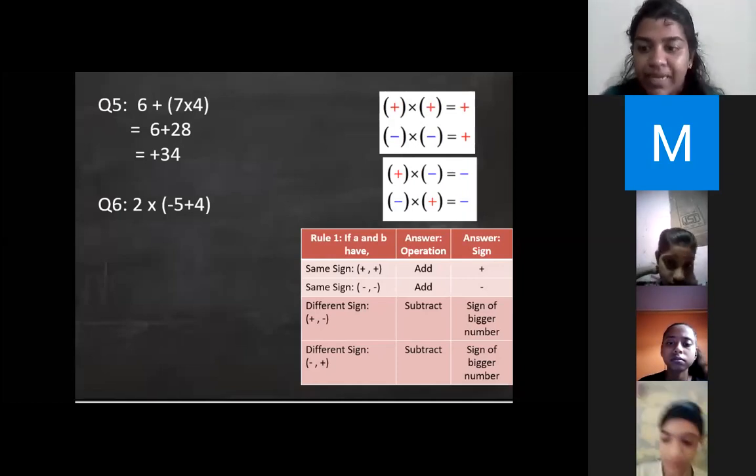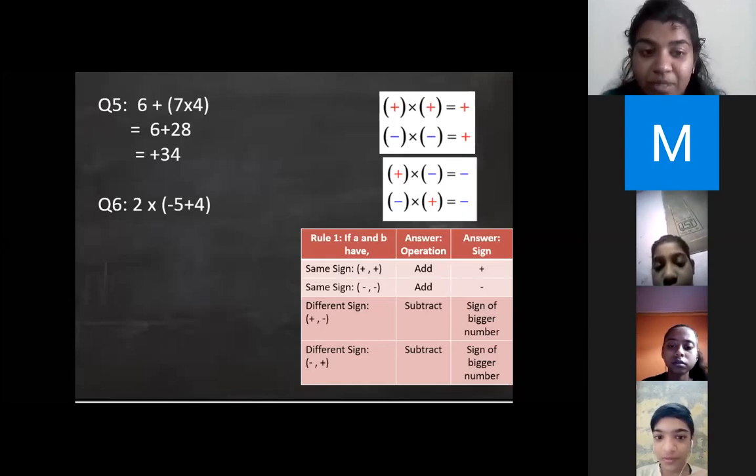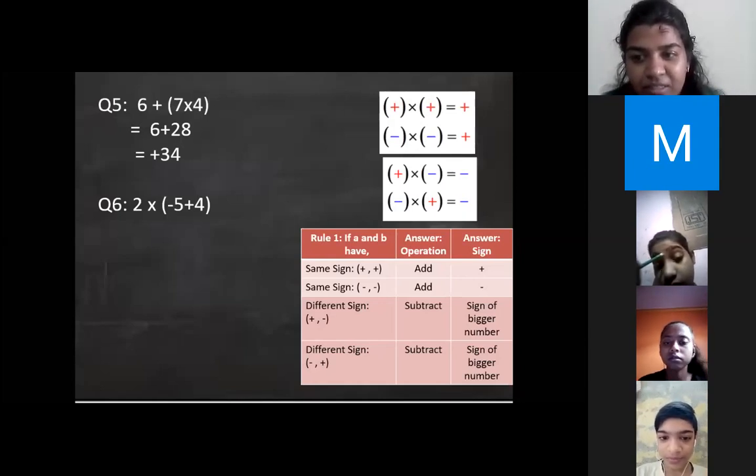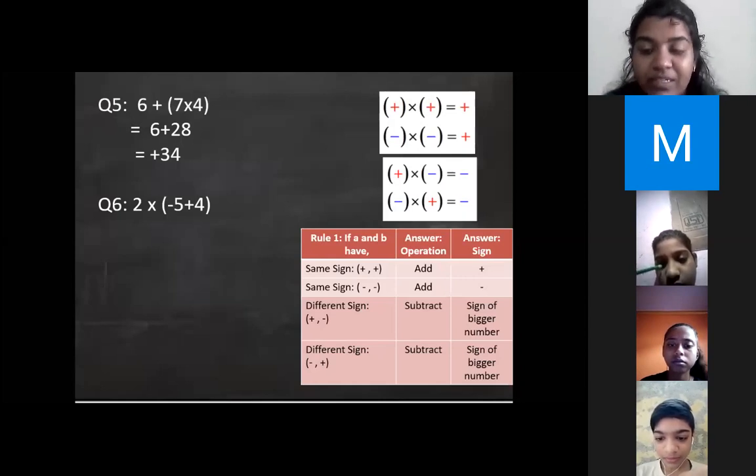Correct? Minus. So will it be -1 or +1? Plus 1. No, in subtraction we take the sign of the bigger number. Which is my bigger number? 5. Correct. So what will be my answer here for the brackets? 1. Okay, so -1 or +1?